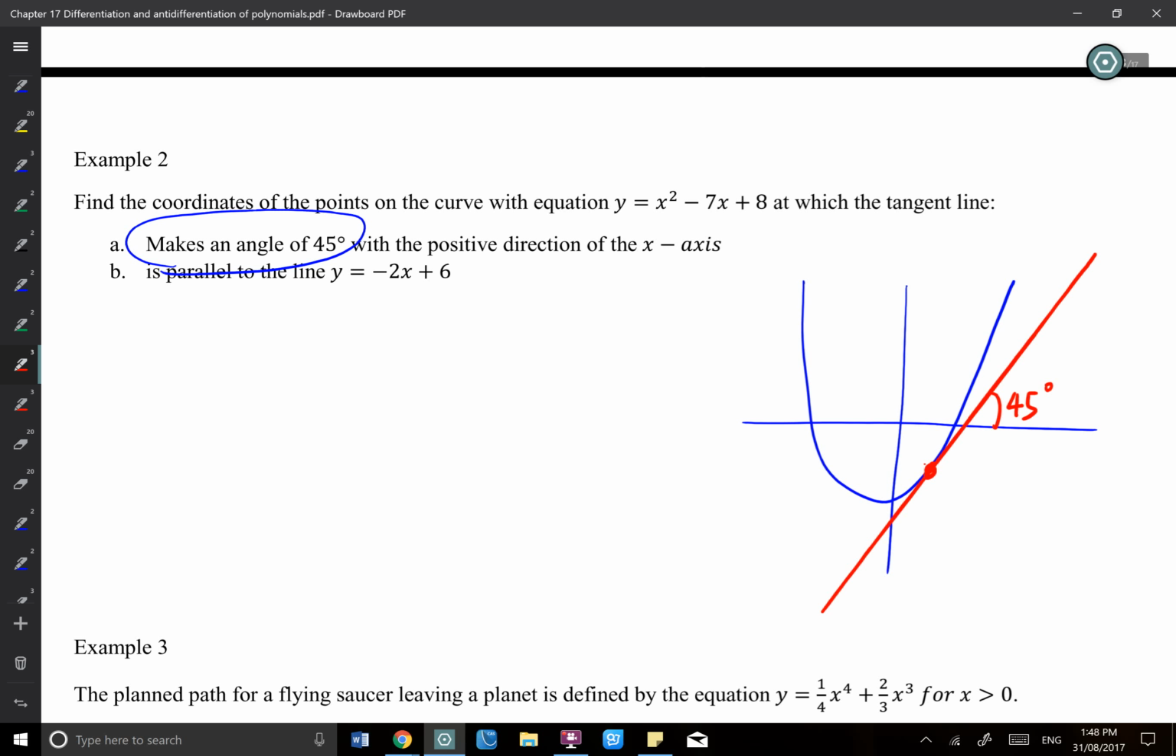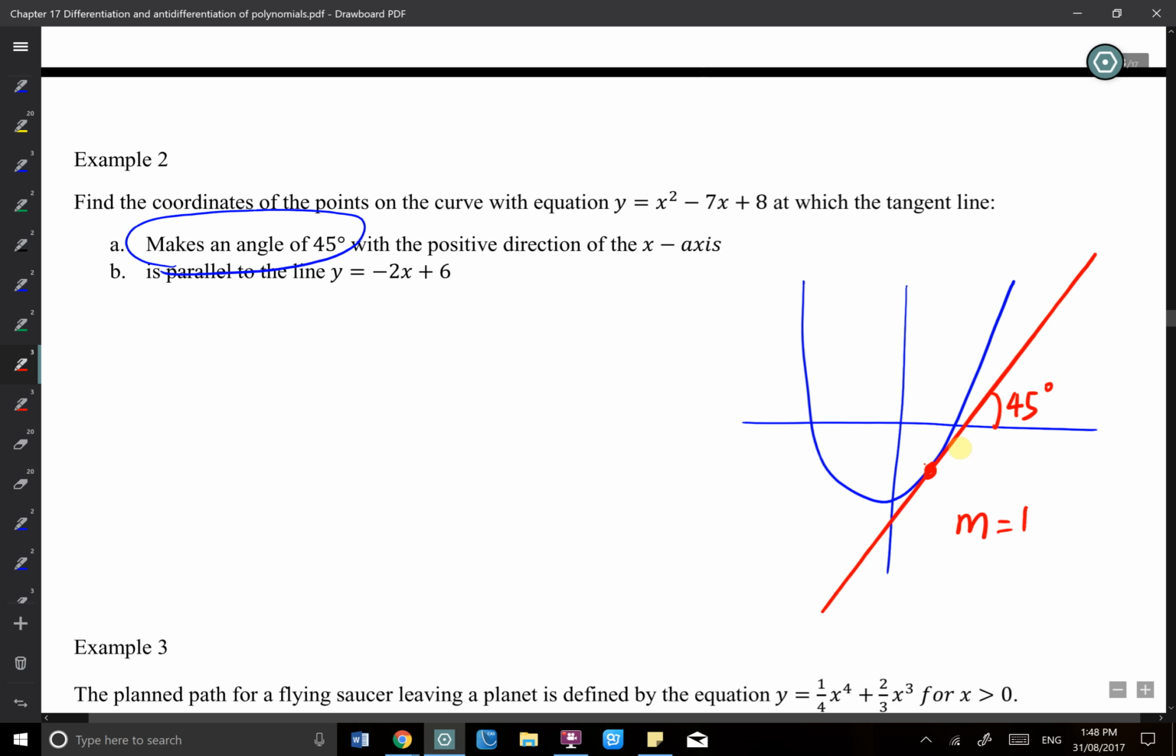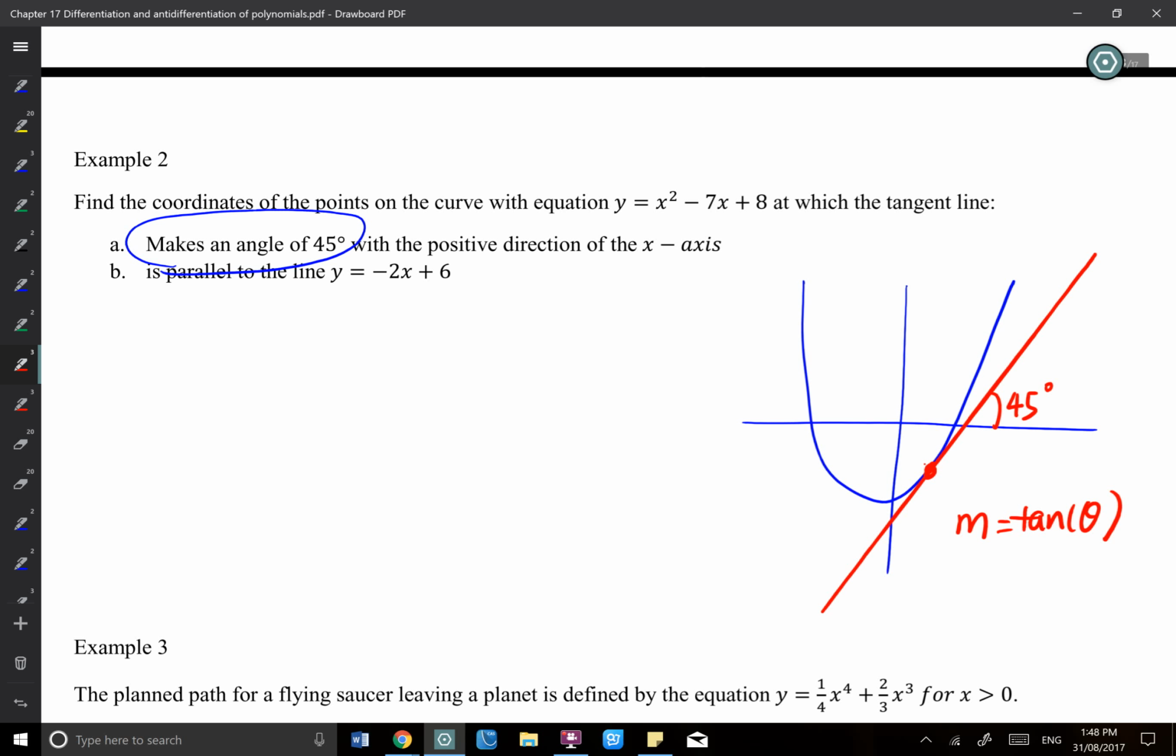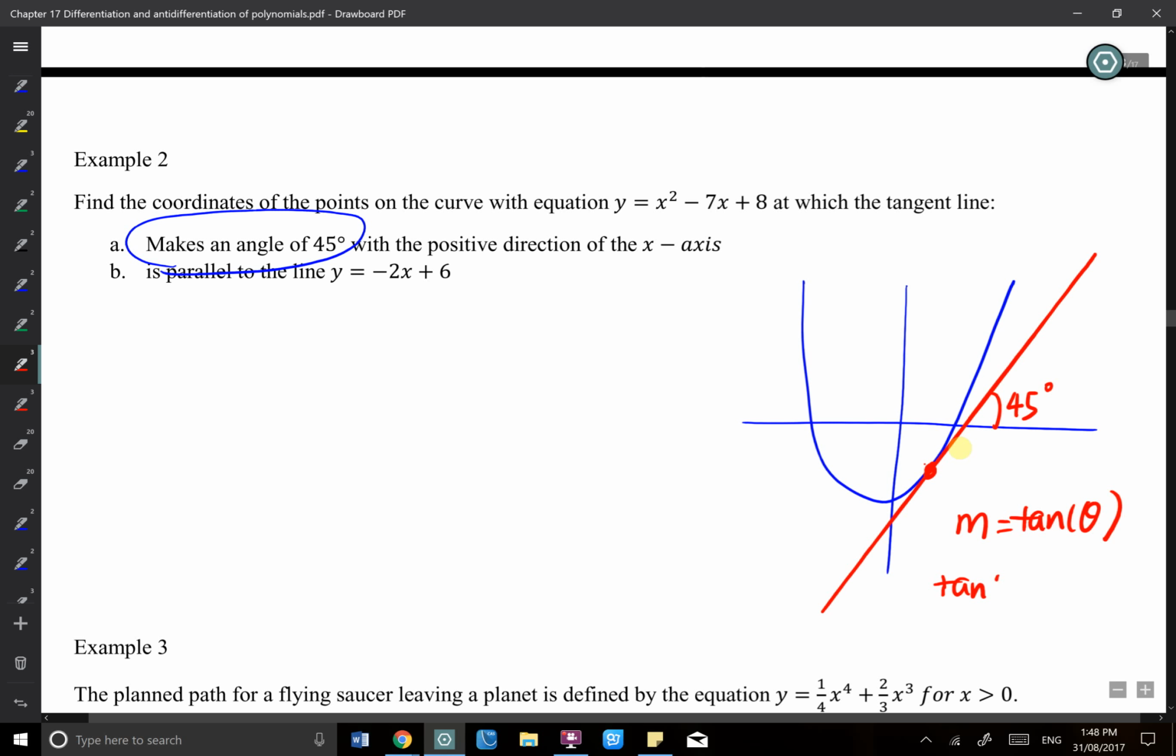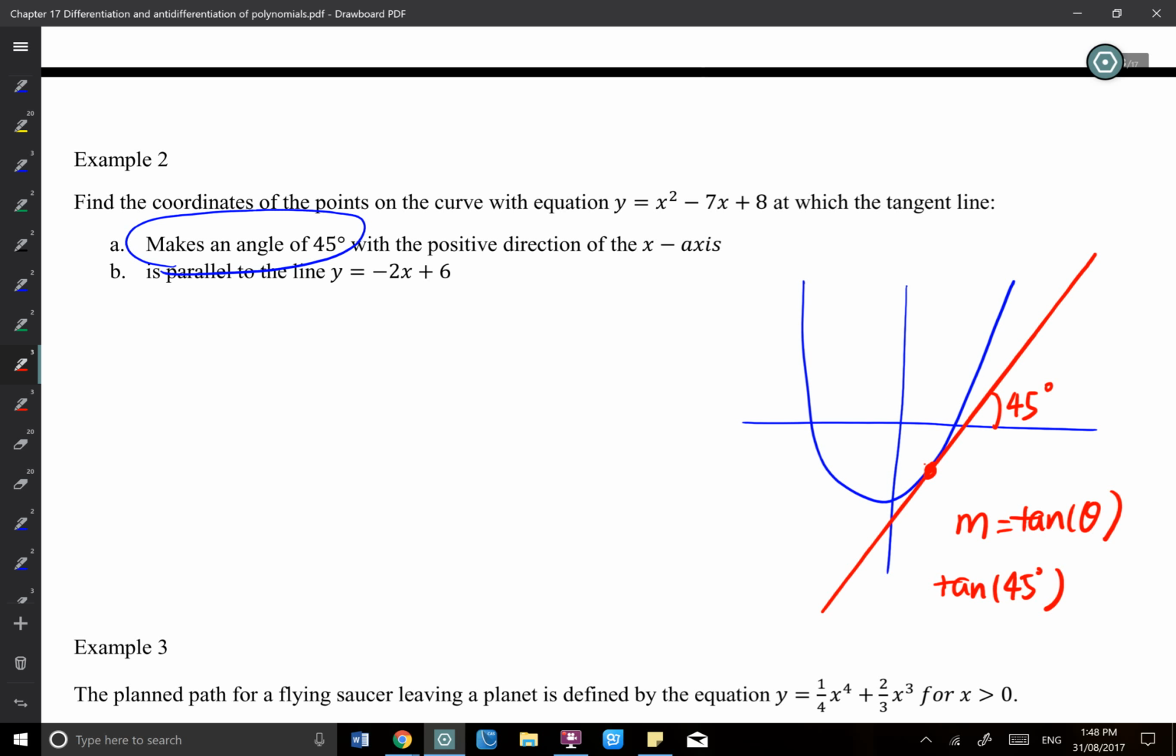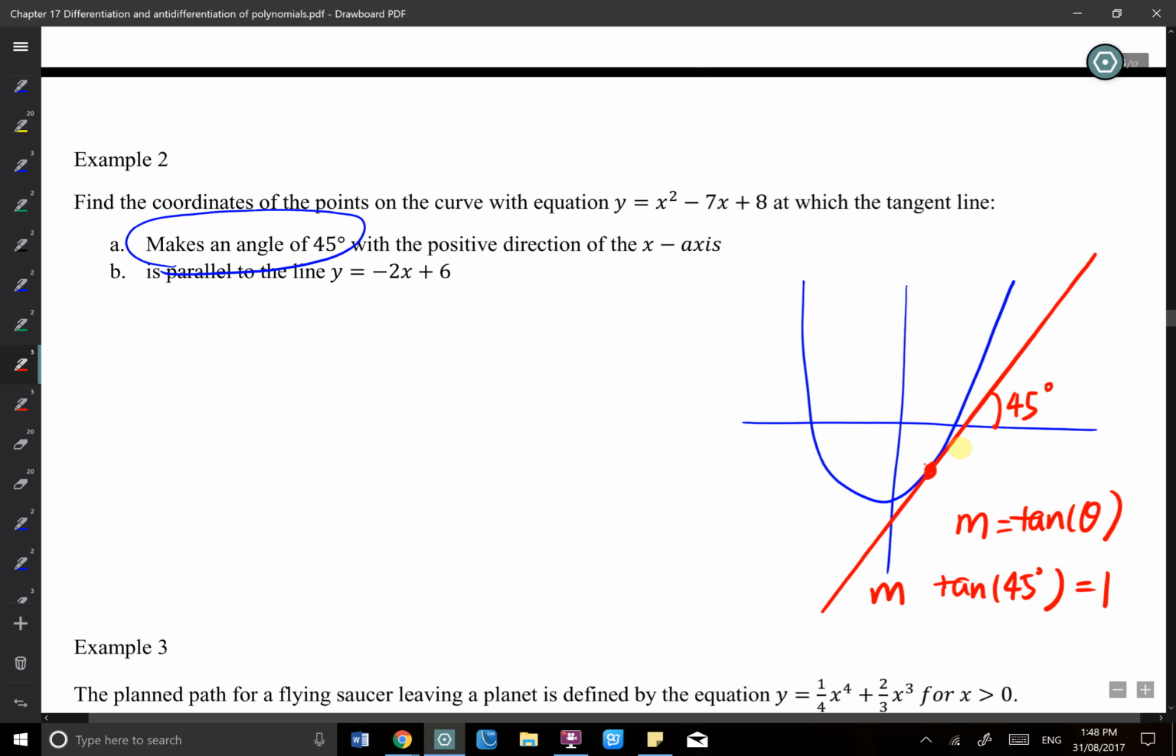The gradient. Okay, m equals tangent theta. The gradient of the linear is the tangent of the angle that the linear makes with the positive x-axis. So tangent theta, and tangent 45 is what? Tangent 45 is 1. So I know that the gradient of this linear is 1.